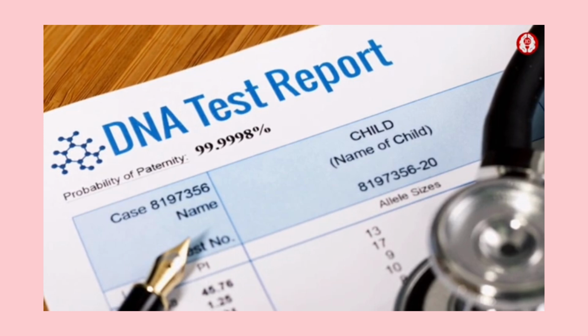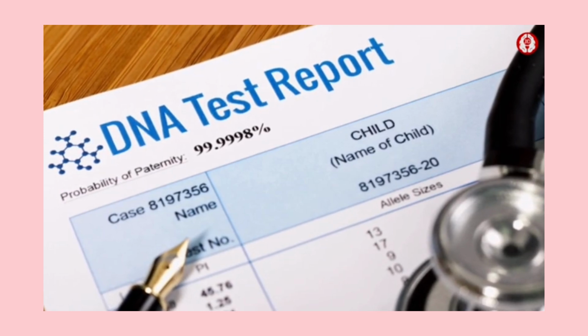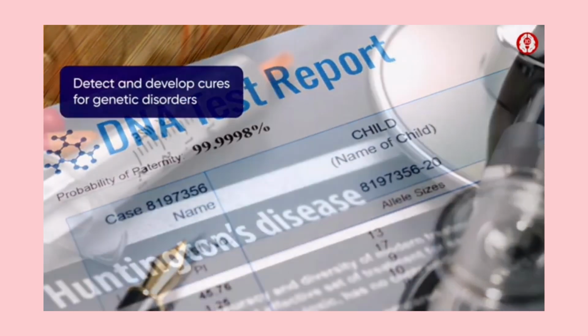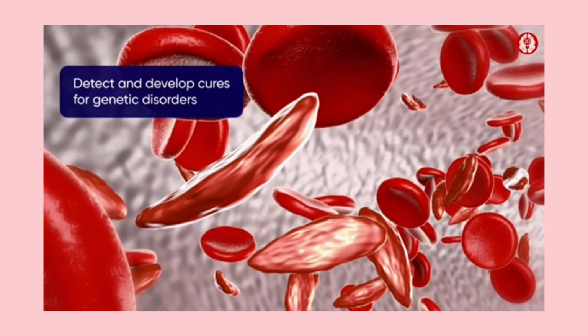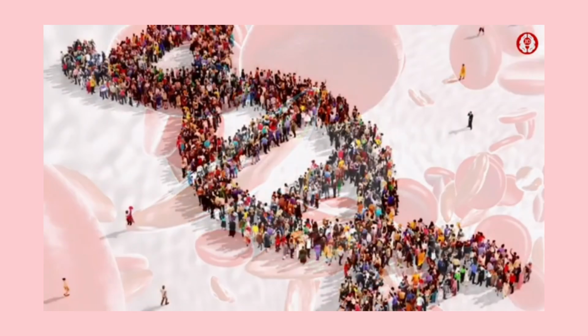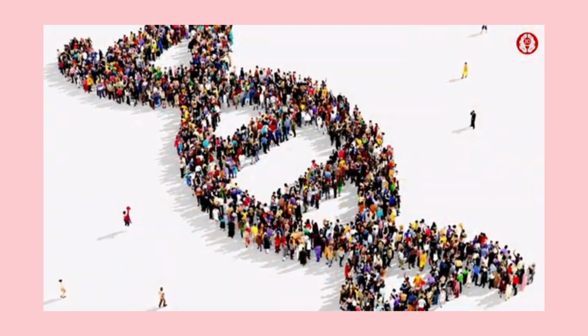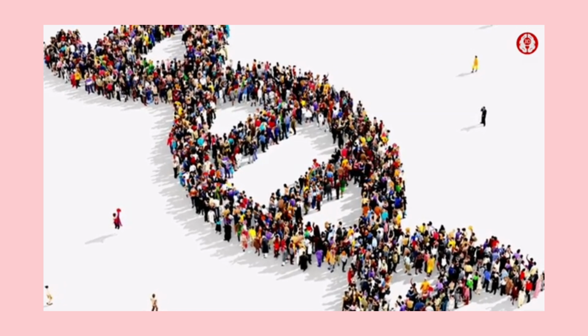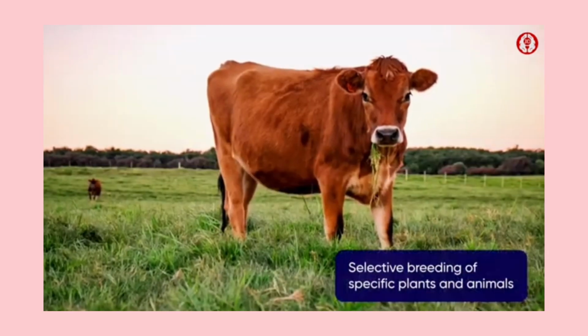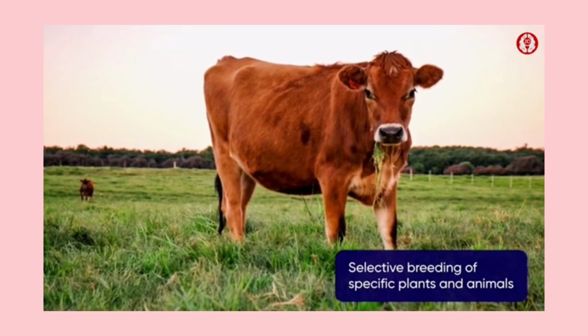It's of great use in the diagnosis of and to find the cure to inherited disorders like Huntington's disease, thalassemia, sickle cell anemia, etc. Furthermore, DNA fingerprinting helps determine population and genetic diversities, and facilitates the selective breeding of plants and animals like the Jersey cow.